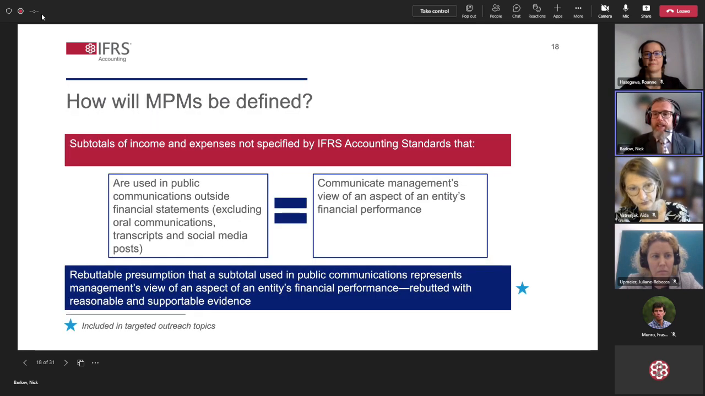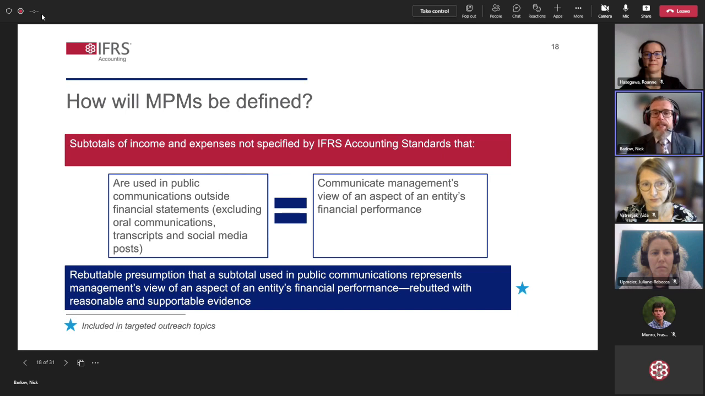So the definition that gets us this population is on the slide that we see here, and it includes three key elements. The first being, as I mentioned, it's a subtotal of income and expenses that is not specified within IFRS accounting standards. This again provides that link to the project objective. The second piece is that it communicates management's view of an aspect of an entity's financial performance, and providing this insight was one of the key reasons users said that these measures were useful. And then finally, it's a measure that's included in public communications outside the financial statements.